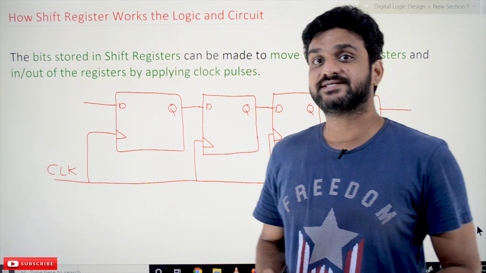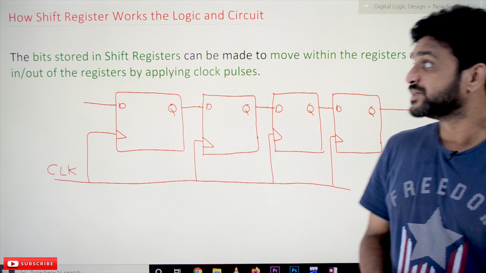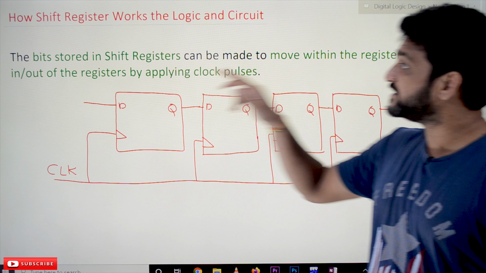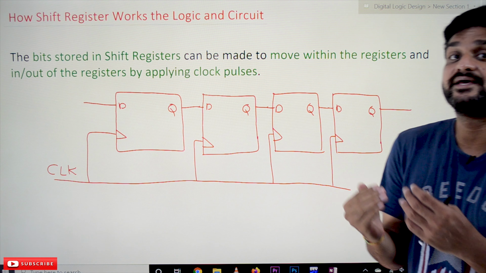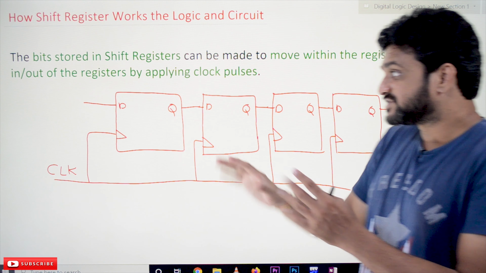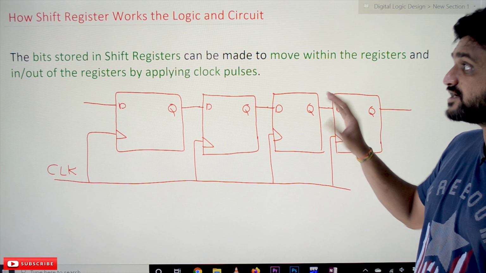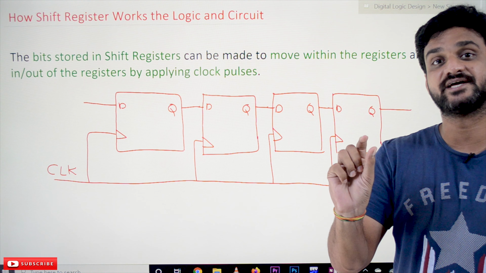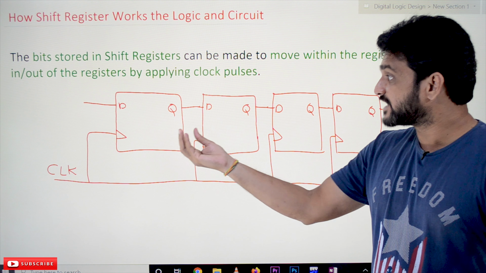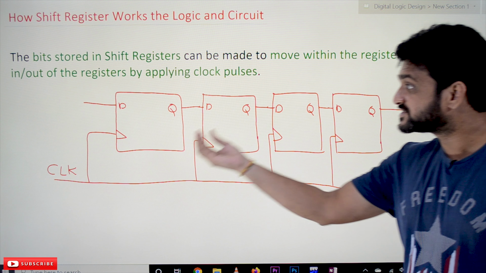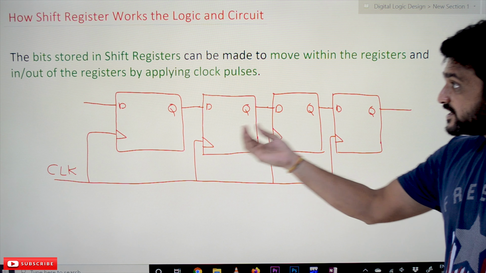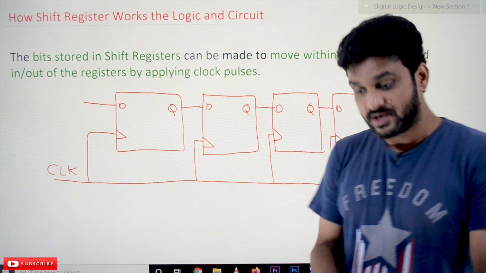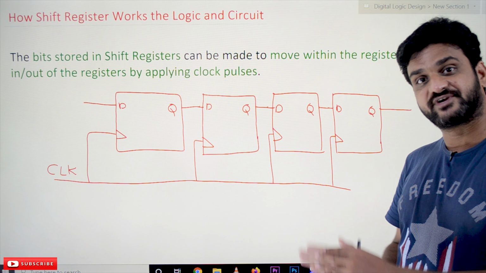Now coming to this class, what is meant by a shift register? The bits stored in shift registers can be moved within the register and in and out of the register by applying a clock pulse. So this is the circuit diagram for the shift register. The bits that are stored in the shift register can be moved within the register and in and out of the register by applying the clock. Whenever we apply a clock, the bits in the register will shift.